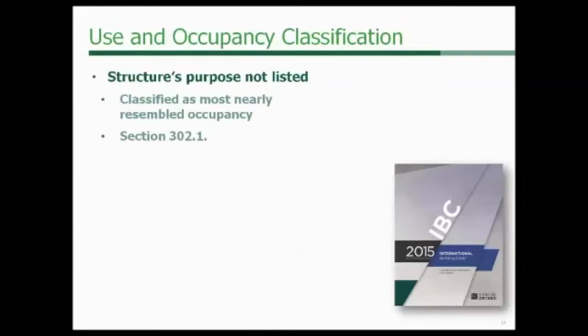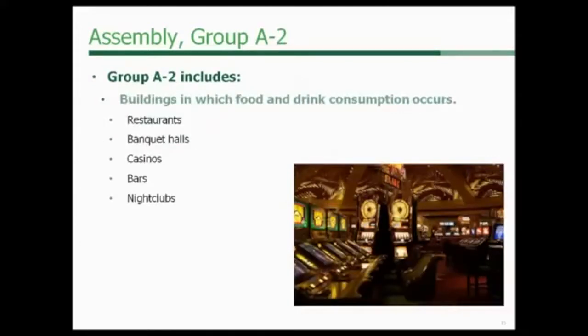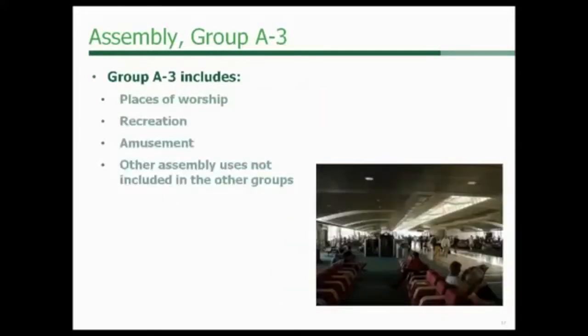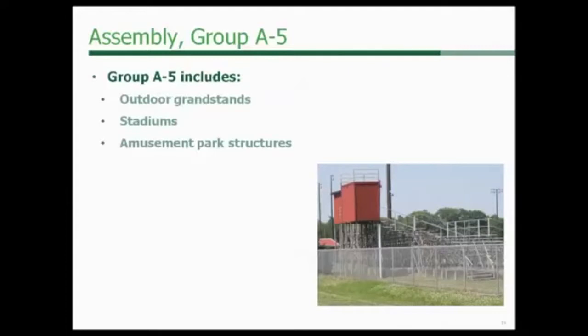Whatever the building's used for, you look at the descriptions, 302.1, and here they are. Group A1, performing arts. A2, anything with food and drink. A3, a catch-all for assembly occupancies. Group A4, sports, indoor arenas, skating rinks, swimming pools, and so forth. Group A5, outdoor sporting facilities, grandstands, stadiums, and so forth.